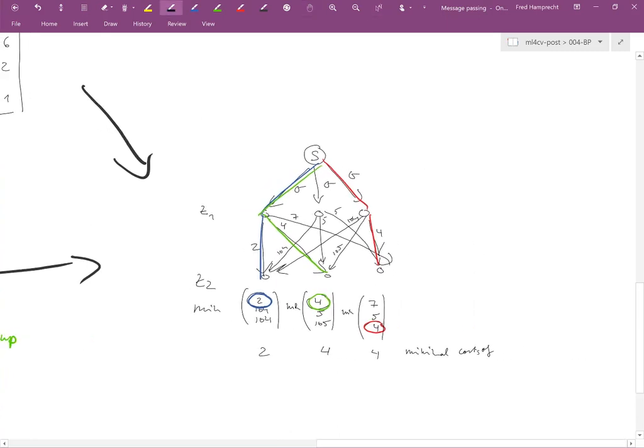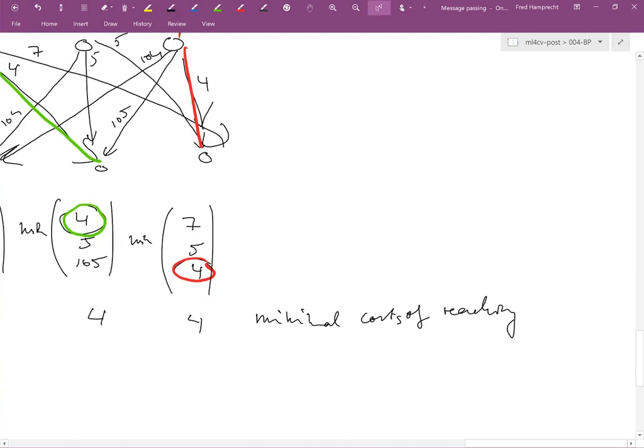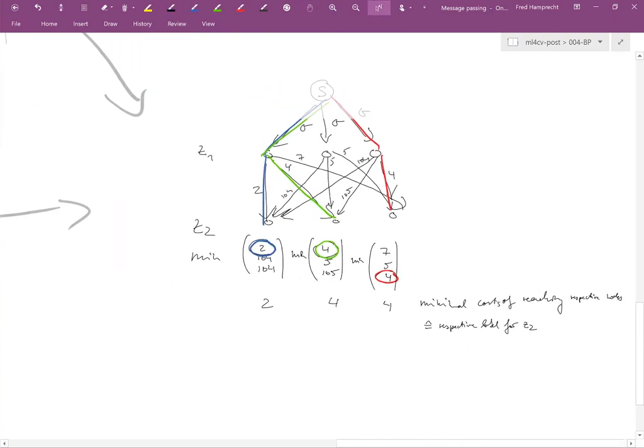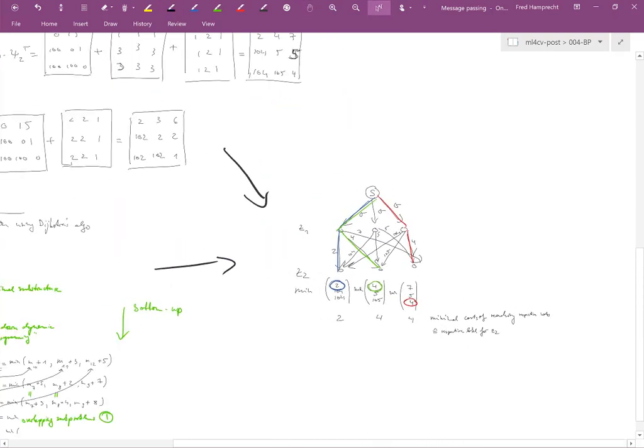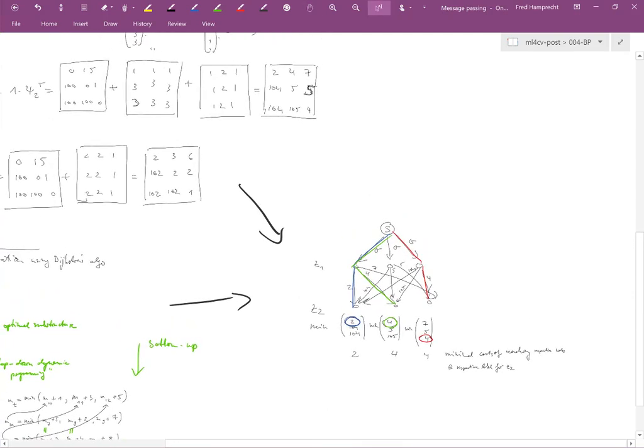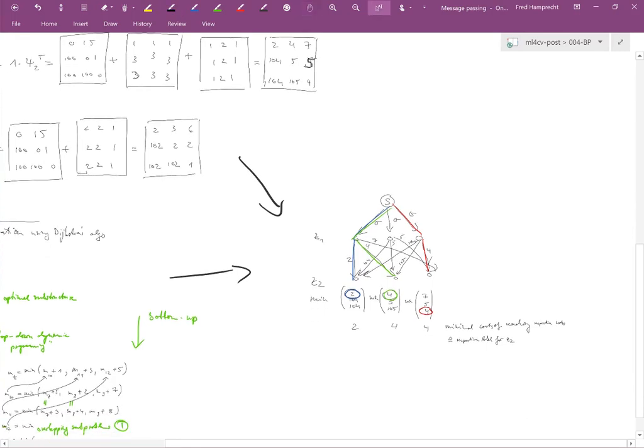These are the minimal costs of reaching the respective nodes. And a respective node means the respective label for random variable z2 in this case. And now it goes on. We'll do this one explicitly also.